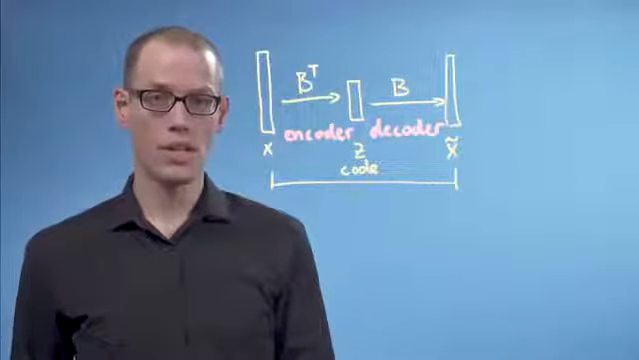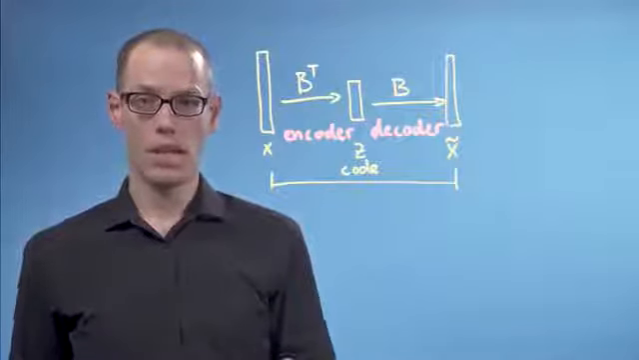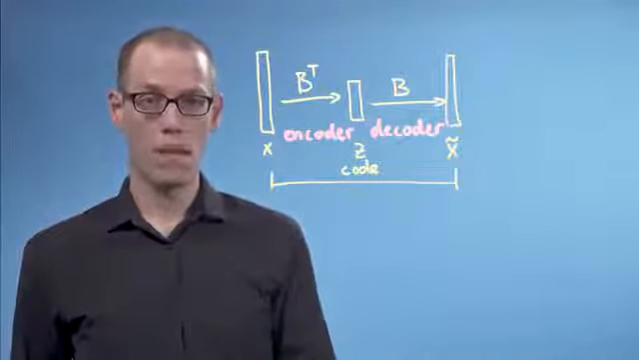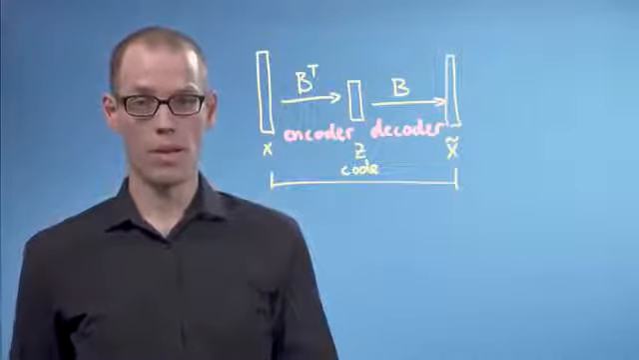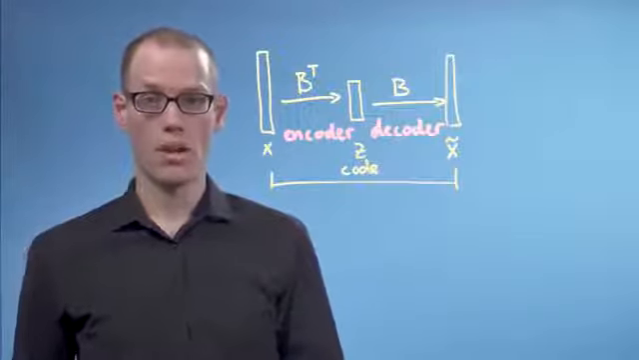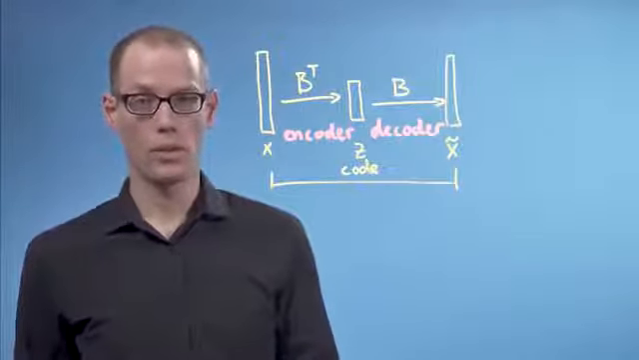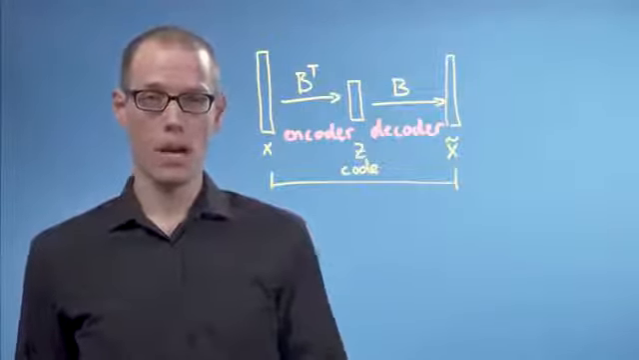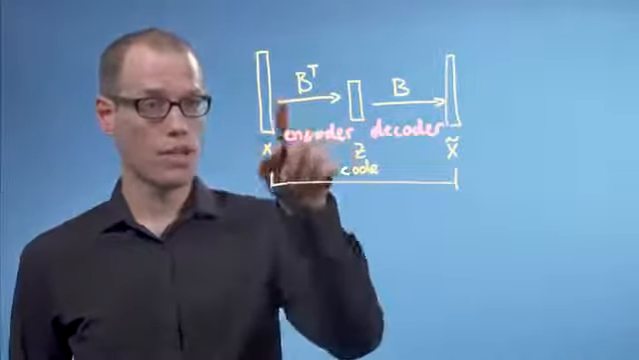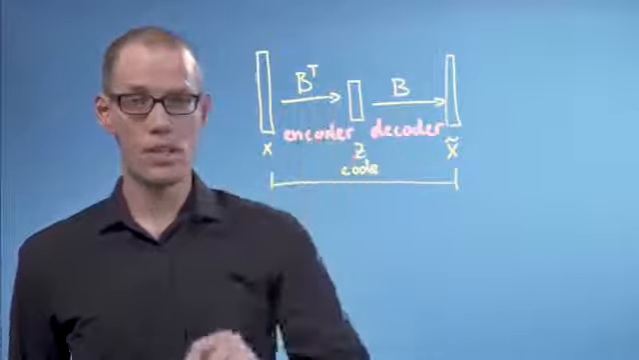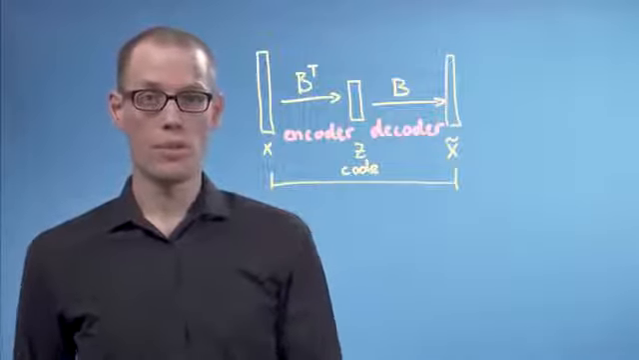The mapping from the code to the original data space is called the decoder. If the encoder and decoder are linear mappings, then we get the PCA solution when we minimize the squared autoencoding loss. If we replace the linear mapping of PCA with a nonlinear mapping, we get a nonlinear autoencoder. A prominent example of this is a deep autoencoder where the linear functions of the encoder and decoder are replaced with deep neural networks.